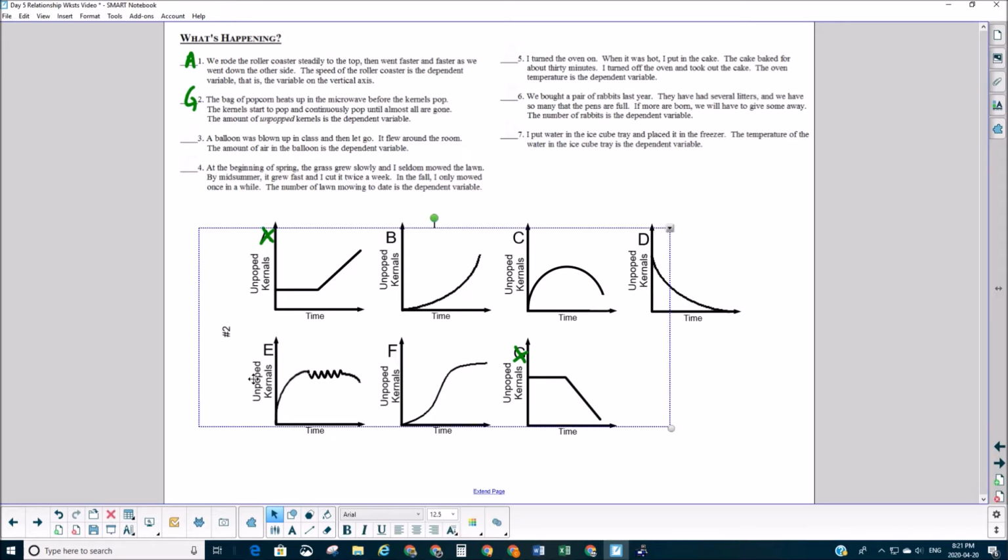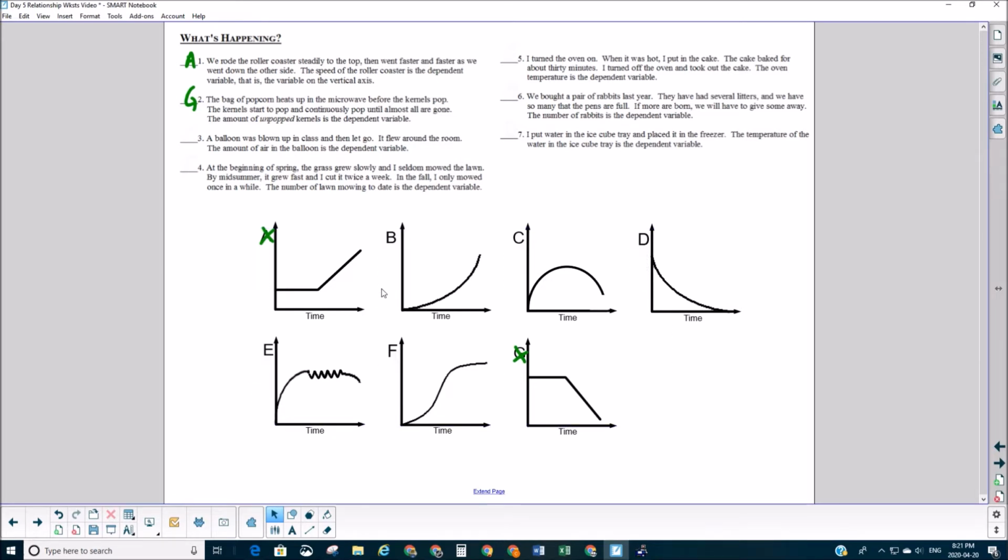Okay, now we don't need these anymore. I think we're fine for the other ones. The balloon was blown up in the class and let go. It flew around the room. The amount of air in the balloon is the dependent variable.